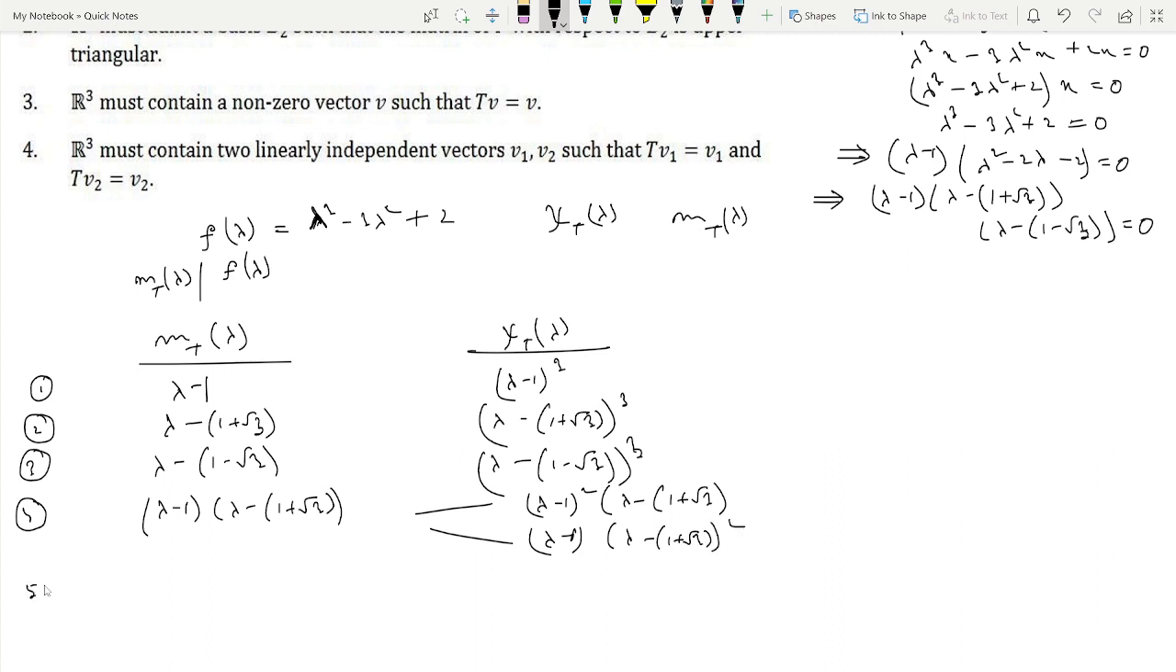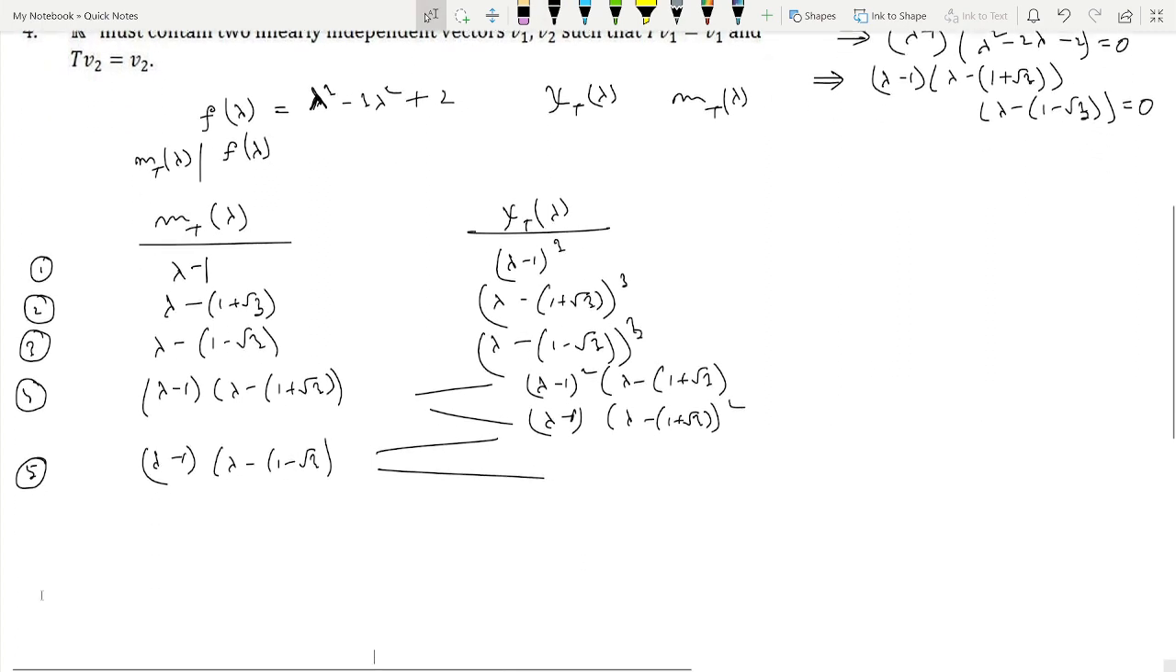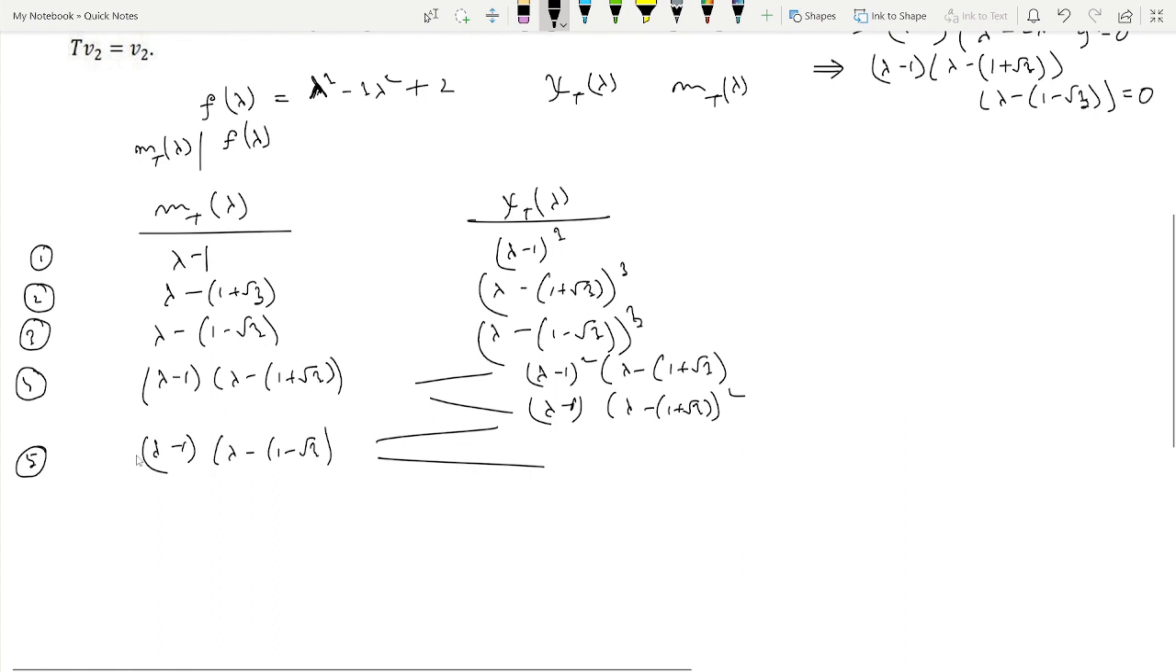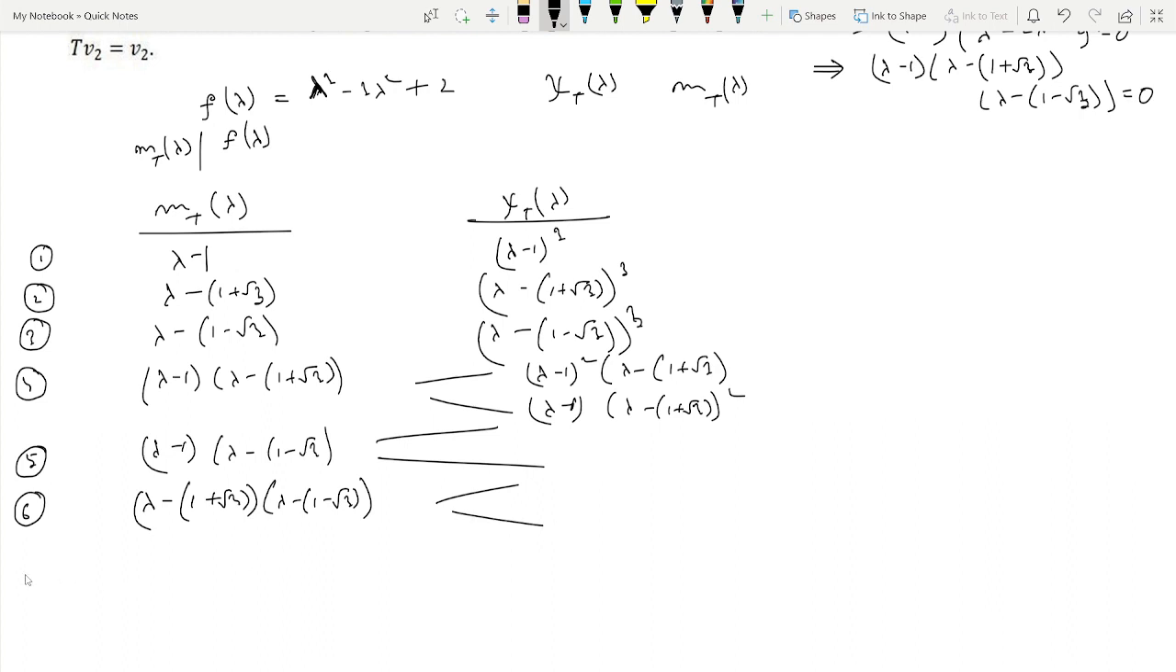Exactly in a similar manner, if we take the minimal polynomial as (lambda minus 1) into (lambda minus 1 minus root 3), there will be two possibilities for this chi_T(lambda). We are not writing this, exactly in a similar manner we get it, and this is also a similar one. If the minimal polynomial is (lambda minus 1 plus root 3) into (lambda minus 1 minus root 3), exactly in a similar manner we get two cases for chi_T(lambda).